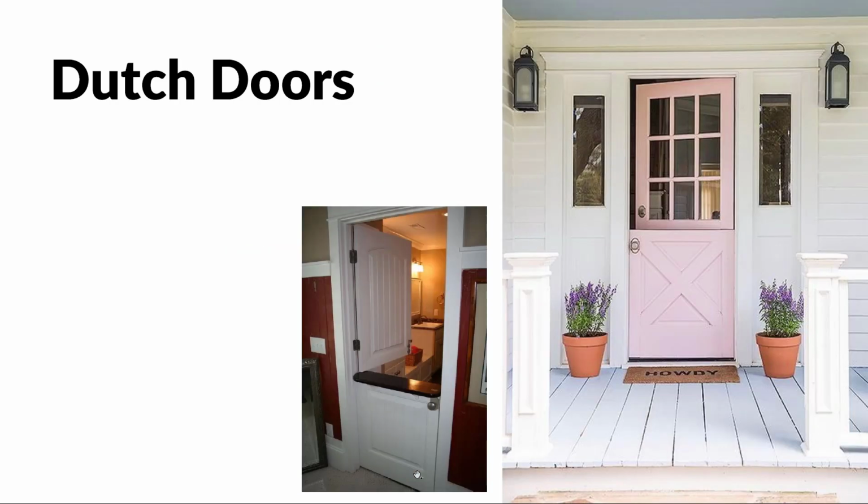And then we have Dutch doors. So Dutch doors kind of fall into that charming category, I think. And you'll see them on cottages and older houses a lot. It's really where the door is divided in half. So the bottom half and the top half can be locked together, or they can open independently.